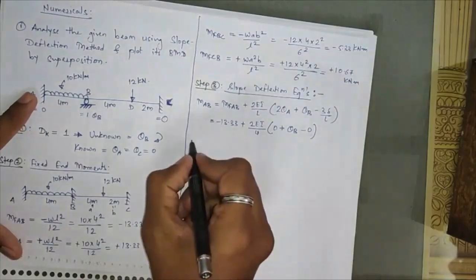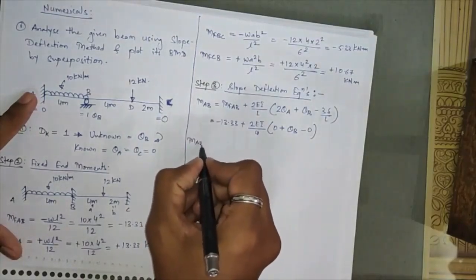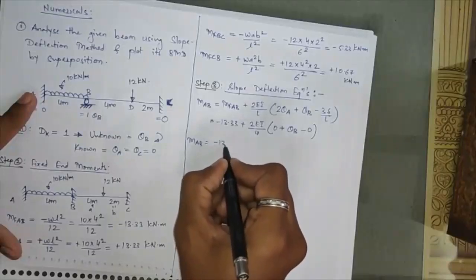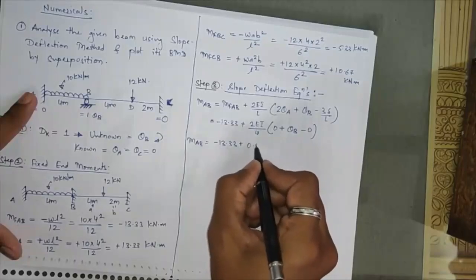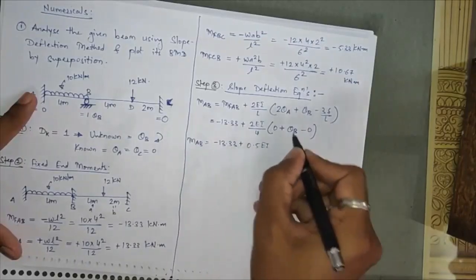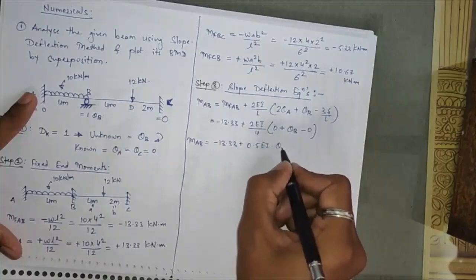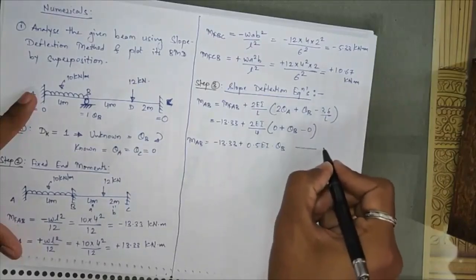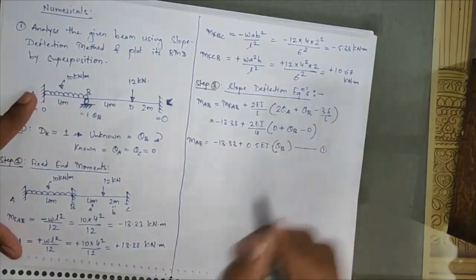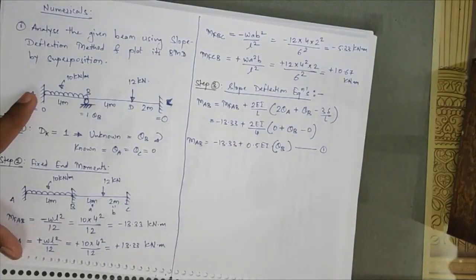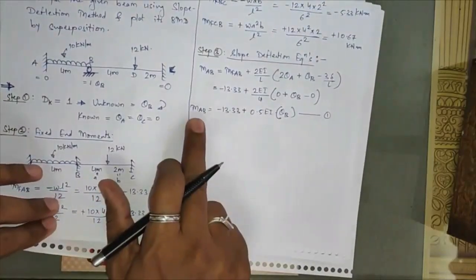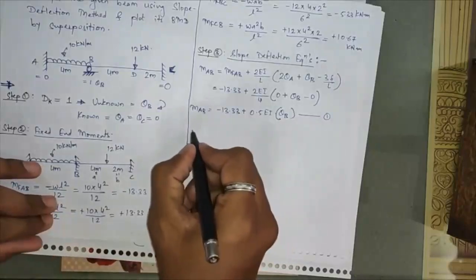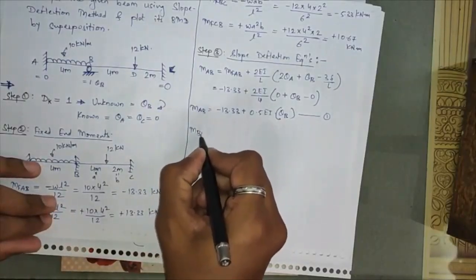So what does your equation come to? MAB is equal to minus 13.33 plus 2 by 4, that comes equal to 0.5 EI into theta B. I'll call this equation number 1. Okay, that will be our equation for MAB. Next we'll move to the second member, that is MBA.